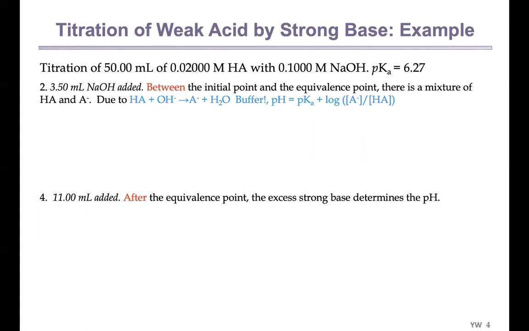11 milliliters is basically 1 milliliter after the equivalence point. So it's like you're adding 1 milliliter of 0.1 M sodium hydroxide to the solution. So it will be dominating the pH, but you need to take into consideration the dilution factor here, right?